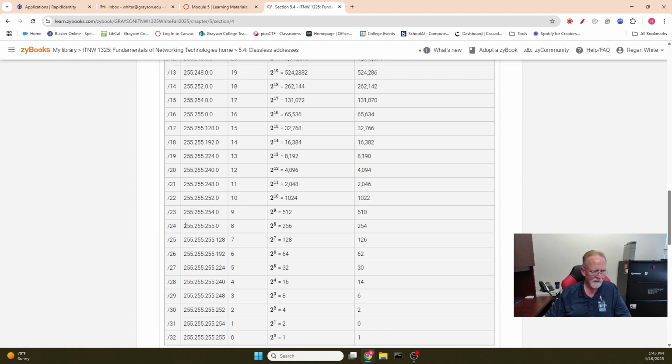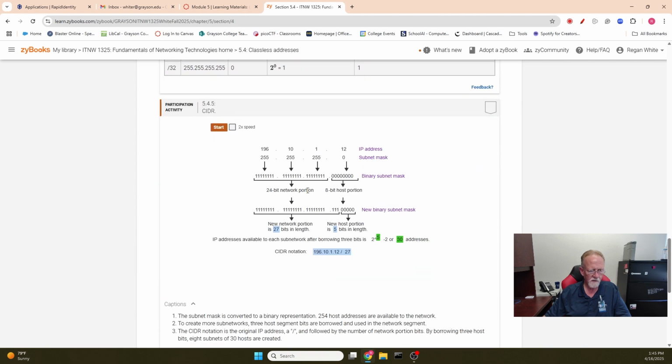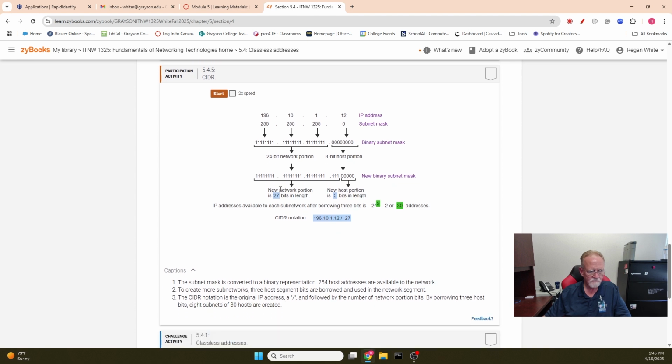That means we've got 255.255.255, and that means we've got 8 host bits, just like we figured. 24-bit network portion, 8-bit host portion. So now if we change that and we want to borrow some bits to go into the network, then we're going to have the first 24, just like we expected, but we're going to change these 3 into network bits.